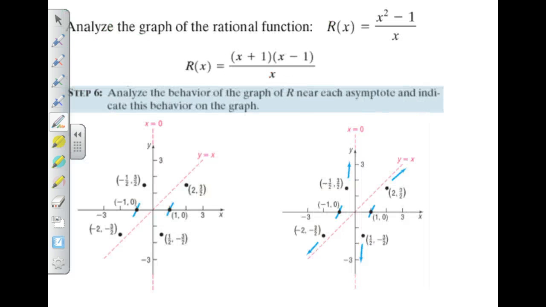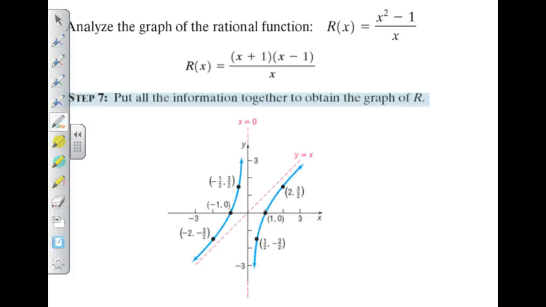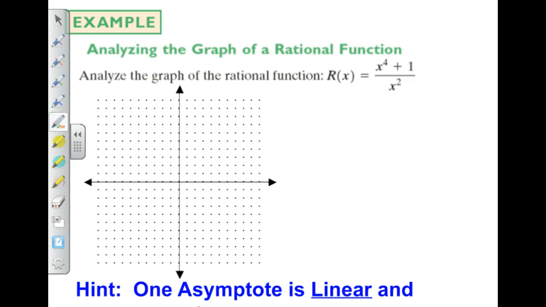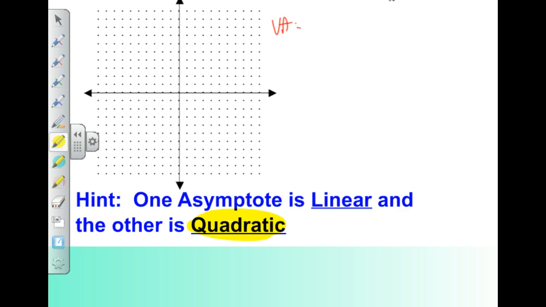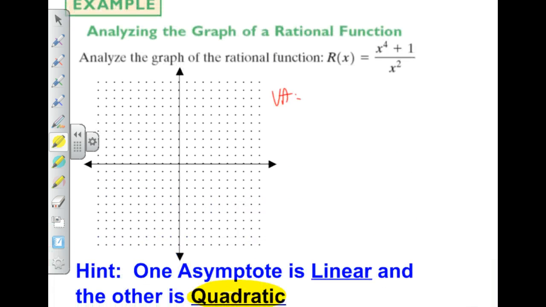We'll see again, the book goes through a lot of rigmarole, but they get kind of the same solution here. All right, for this one, we'll find our VA. Oh, this one's really interesting. I have a hint down below, and the hint says that one of the asymptotes is linear, but the other asymptote is quadratic, which I don't think I've ever shown you before. So this kind of gets a little bit funny.